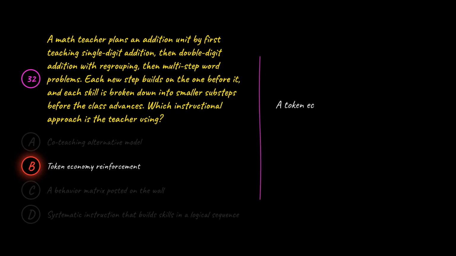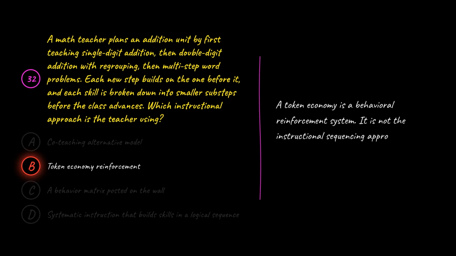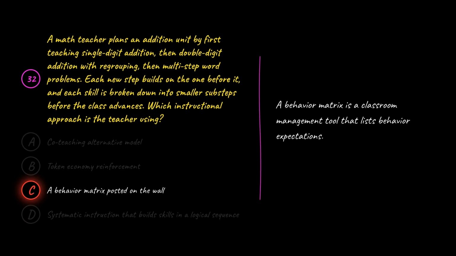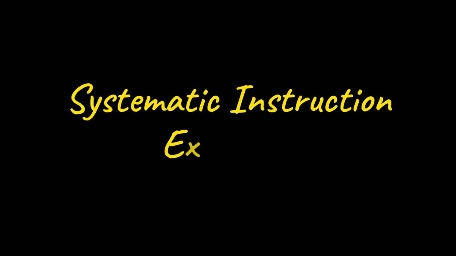B is wrong because a token economy is a behavioral reinforcement system. It is not the instructional sequencing approach being described. C is wrong because a behavior matrix is a classroom management tool that lists behavior expectations. It does not describe how academic content is sequenced.